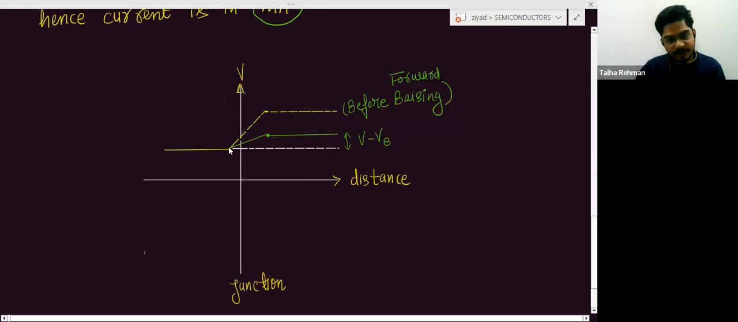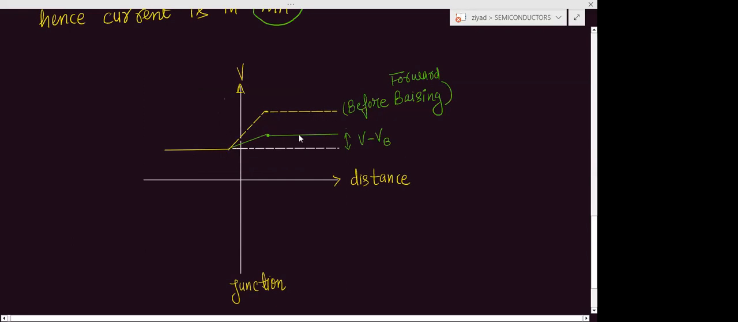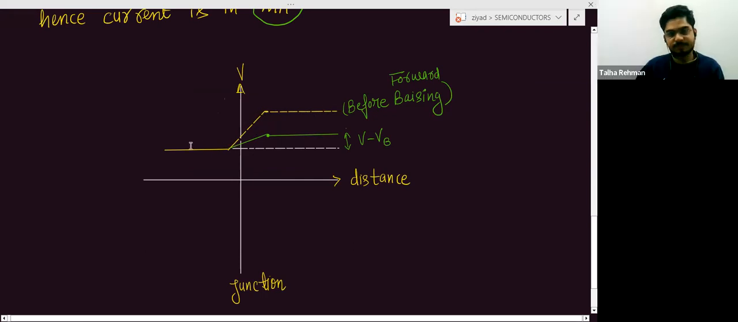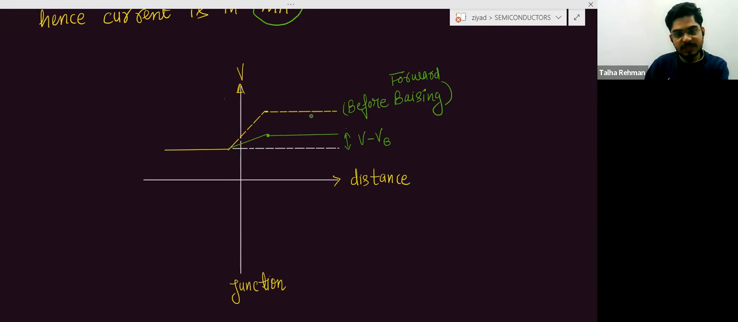So constant, suddenly increasing, and then again becomes constant. Yes. So this is the potential graph, the potential difference graph before forward biasing. Before forward biasing, this is the graph, and this value is the potential. This value is the value of the potential barrier. Okay.